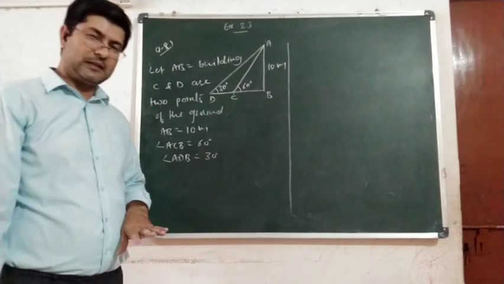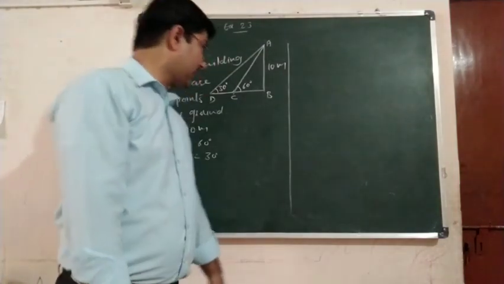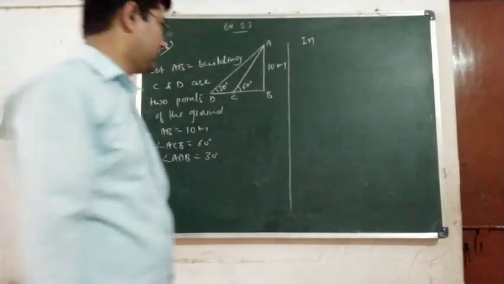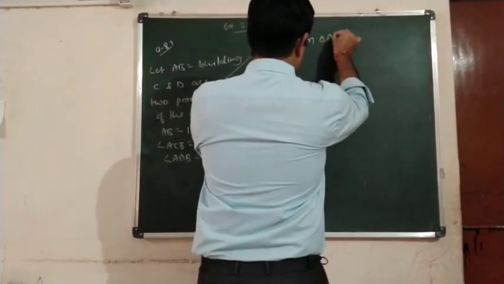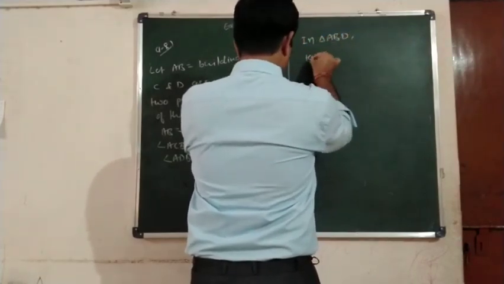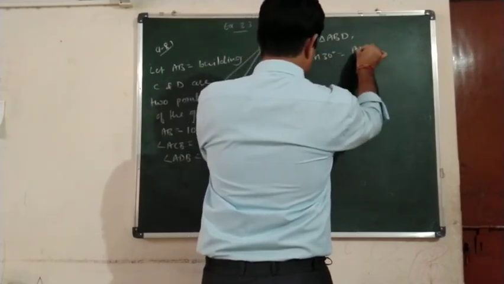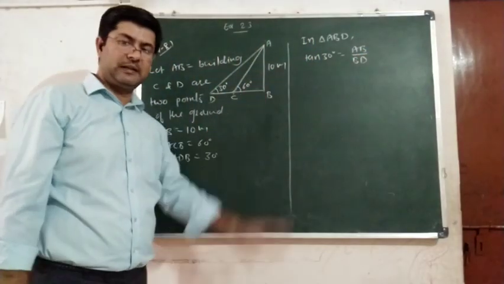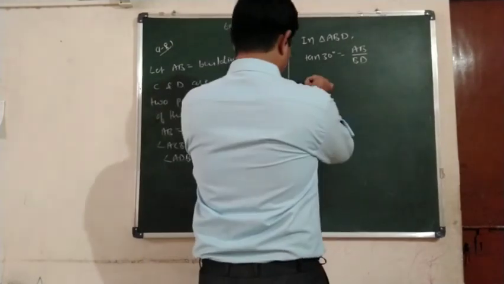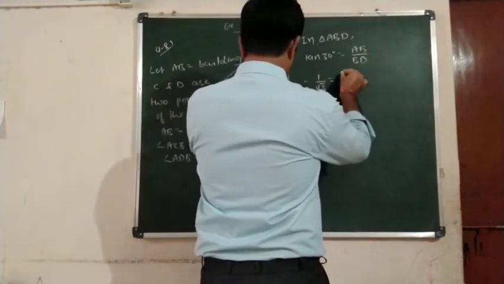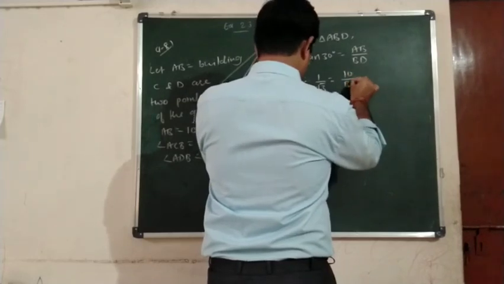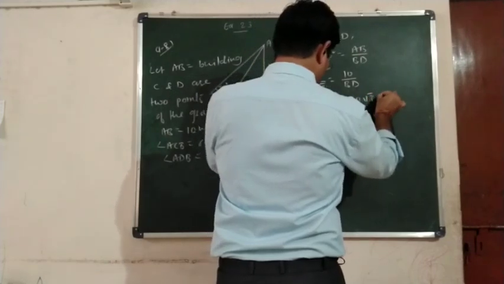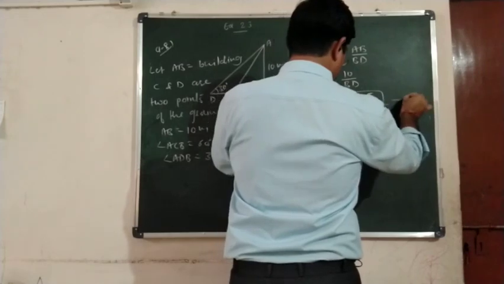We have 2 triangles. Let us take one by one. First we will take the bigger triangle, triangle ABD. Any triangle you can take first, big or smaller, doesn't matter. In triangle ABD, tan 30 is equal to AB upon BD. Obviously, since we need the base as the answer, so we will take tan ratio only. Okay, so tan 30 value is 1 upon root 3 equal to 10 upon BD. Therefore, BD is equal to 10 root 3. Say this is number 1.